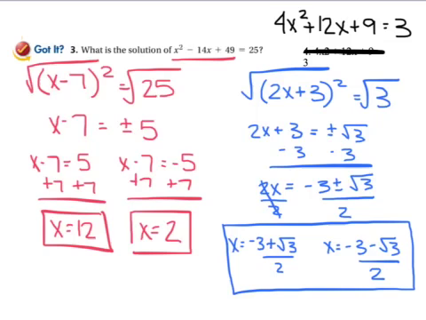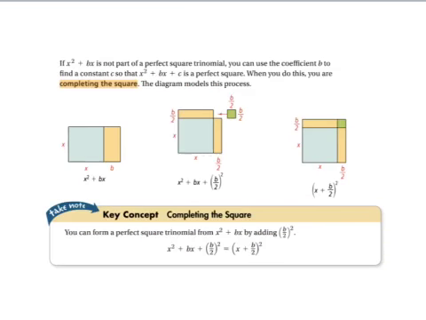Now, we were able to do these problems because we had perfect square trinomials. Well, the process of completing the square is what you do when you don't have perfect square trinomials. So here's a general explanation of what completing the square is and what it does. It says if x squared plus bx is not part of a perfect square trinomial, you can use your b value to find a c that makes it a perfect square.